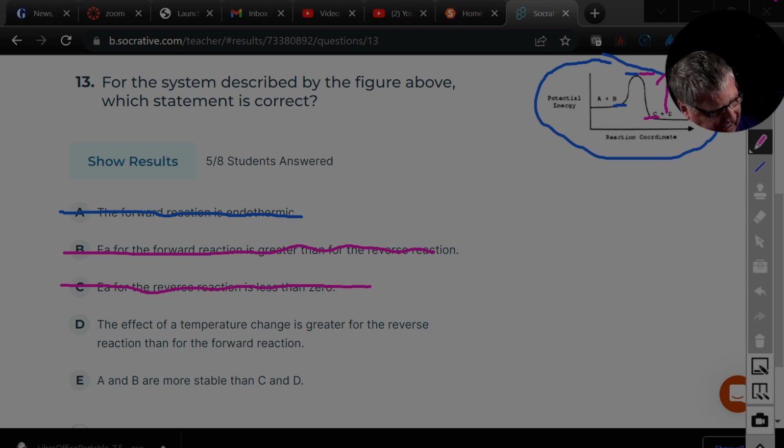The effect of temperature change is greater for the reverse reaction than the forward reaction. There's nothing that tells us that directly from this, although we can see actually that it is true. So we put a question mark by that. Let's go to the last one. A and B are more stable than C and D. Well, C and D are lower in energy, so they're more stable. So that's not true.